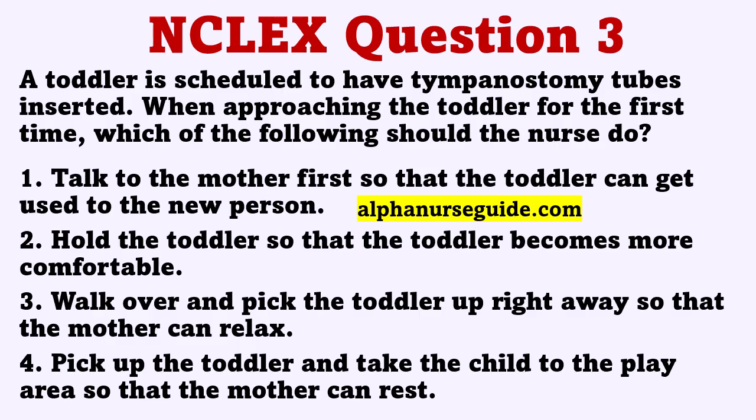The correct answer is 1. Toddlers should be approached slowly because they are wary of strangers and need time to get used to someone they do not know. The best approach is to ignore them initially and to focus on talking to the parents. The child will likely resist being held by a stranger, so the nurse should not pick up or hold the child until the child indicates a readiness to be approached or the mother indicates that it is okay.